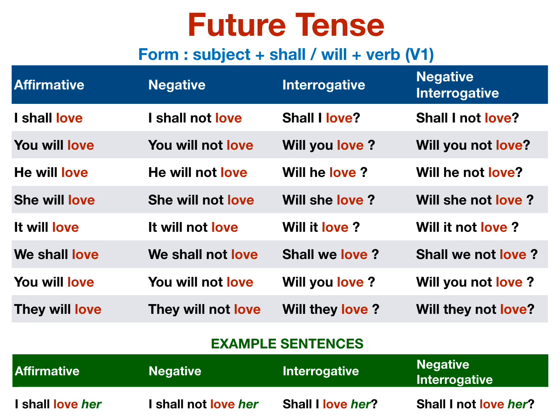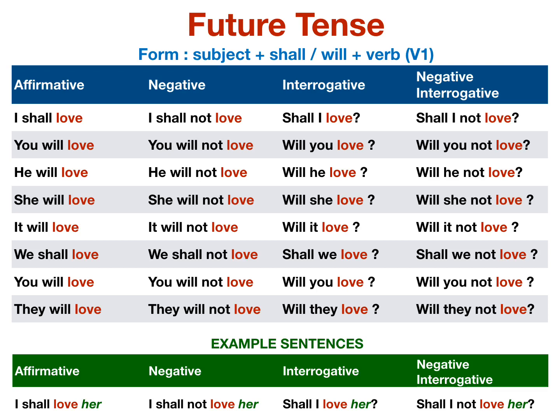Future tense. Subject plus shall or will plus V1. I shall love. I shall not love. Shall I love? Shall I not love? You will love. You will not love. Will you love? Will you not love? He will love. He will not love. Will he love? Will he not love? She will love. She will not love. Will she love? Will she not love?